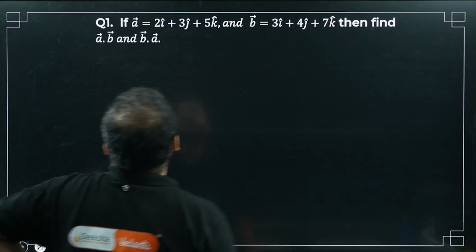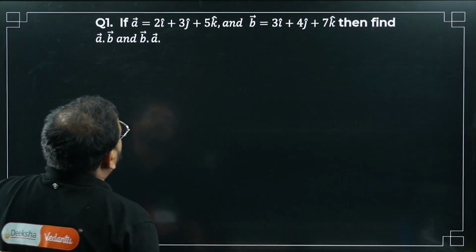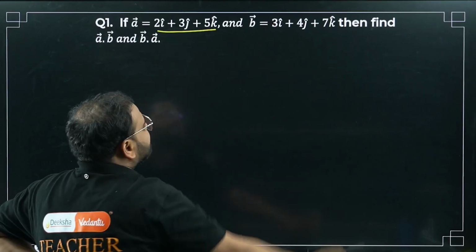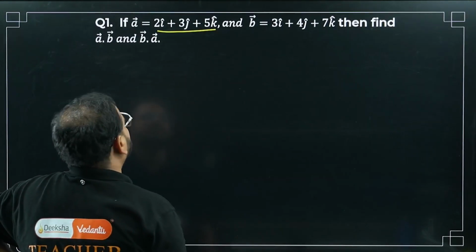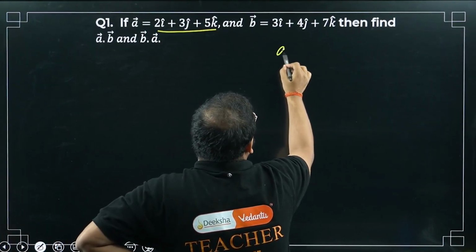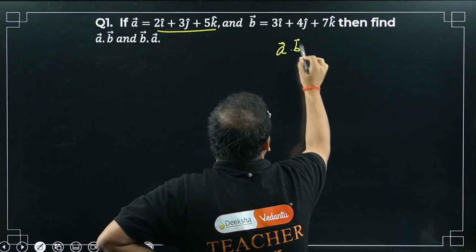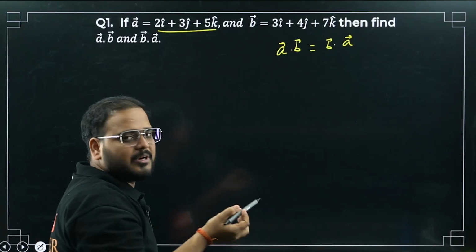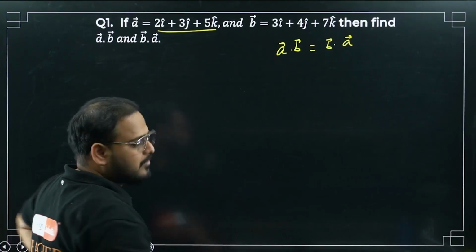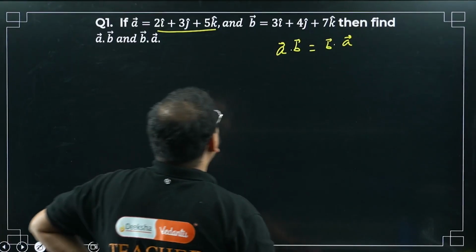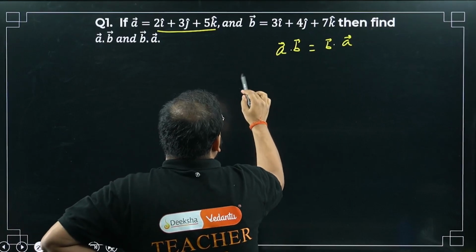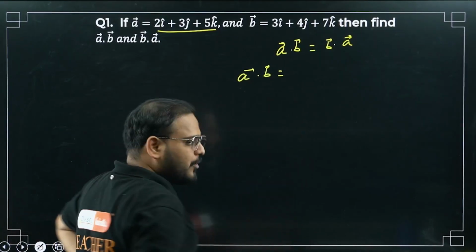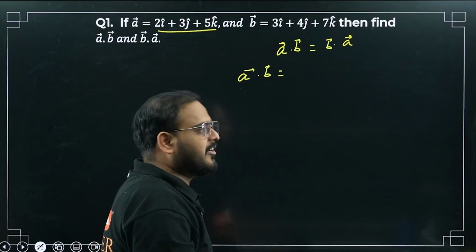Question number 1 says that vector A is 2i cap plus 3j cap plus 5k cap, and vector B is given like this. Then find A dot B and B dot A. Actually, we know that A dot B is equal to B dot A. The commutative property holds true for the scalar product of vectors. So I'll find A dot B first; it will be the same as B dot A. You have to solve for B dot A and verify from your side.